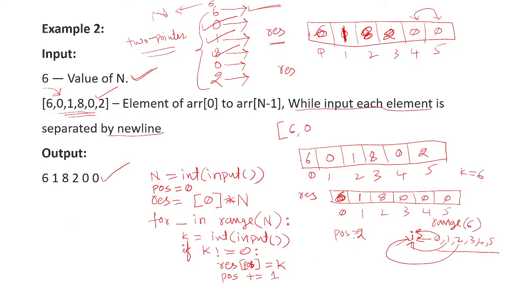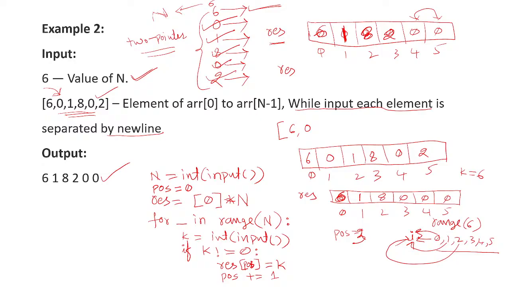Then say position plus is equal to 1. Position value will become 3 here. Okay, it goes up and reads the next number. 0 it reads. k not equal to 0, false, so the if condition won't execute. Then it goes up and reads the next number.